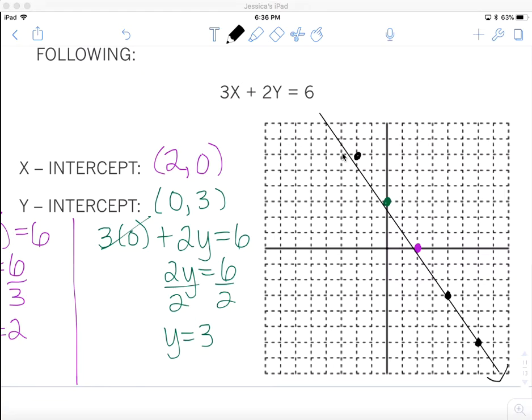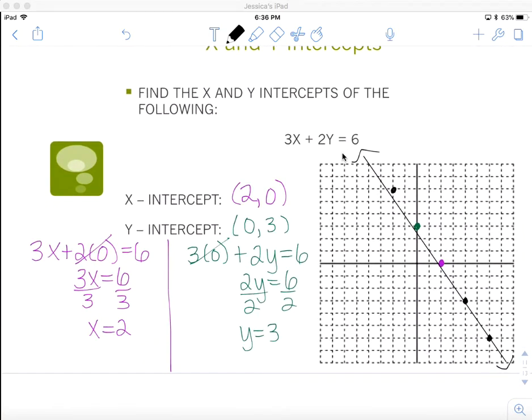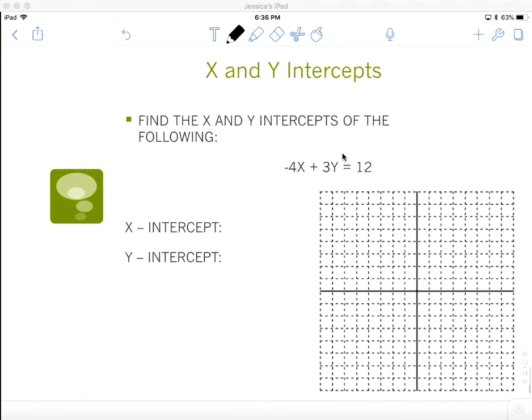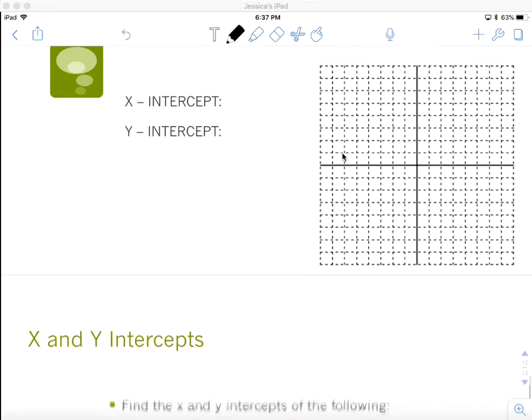It's important that you know what x-intercept and y-intercept mean, but you can also solve this or graph this by getting y by itself. It's really whatever method you prefer. Go ahead and try graphing this line using the x and y intercept method, and then we'll check it. Pause the video, and then we'll go over it together.